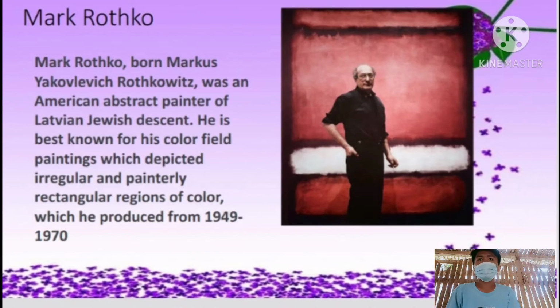Mark Rothko, born Markus Yakovlevich Rothkowitz, was an American abstract painter of Latvian Jewish descent. He is best known for his color field paintings, which depicted irregular and painterly rectangular regions of color, which he produced from 1949 to 1970.